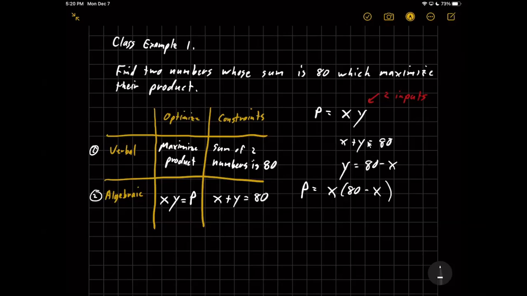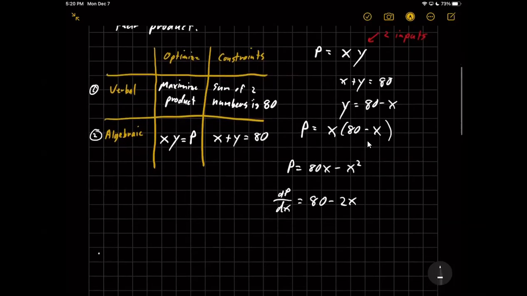So it's much easier to take the derivative of p if we rewrite this as p equals 80x minus x squared. Now you can see we could take dp/dx, here's the calculus of it, and we would determine that that's 80 minus 2x. We need to find the critical points of p.